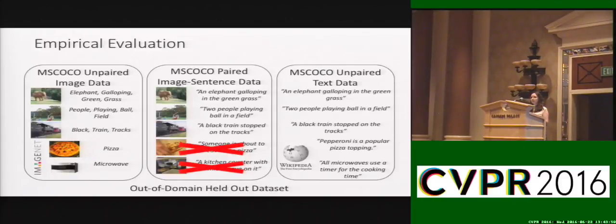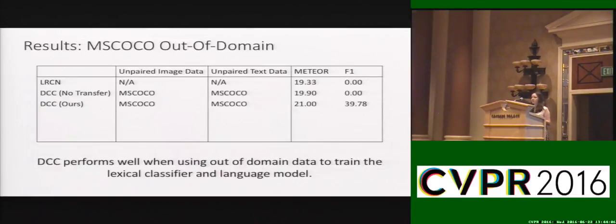Next, all of the models in the previous stage got to see MS COCO data for the lexical classifier, the language model, and then also the caption model. And this probably doesn't reflect a real-world scenario where we might not have unpaired image data and unpaired text data which come from the same domain as our paired image sentence data. So the thing that we do next is we evaluate what happens when we use out-of-domain data to train our lexical classifier and our language model.